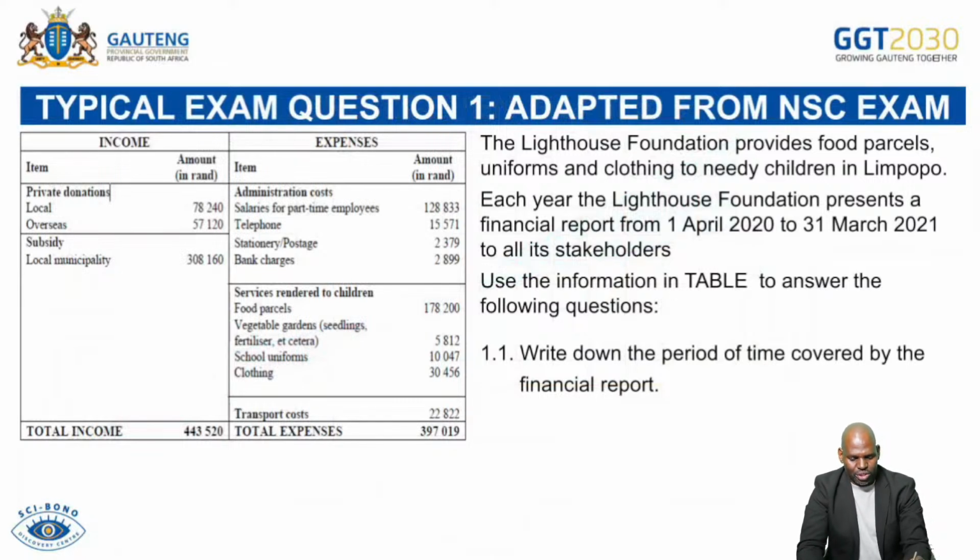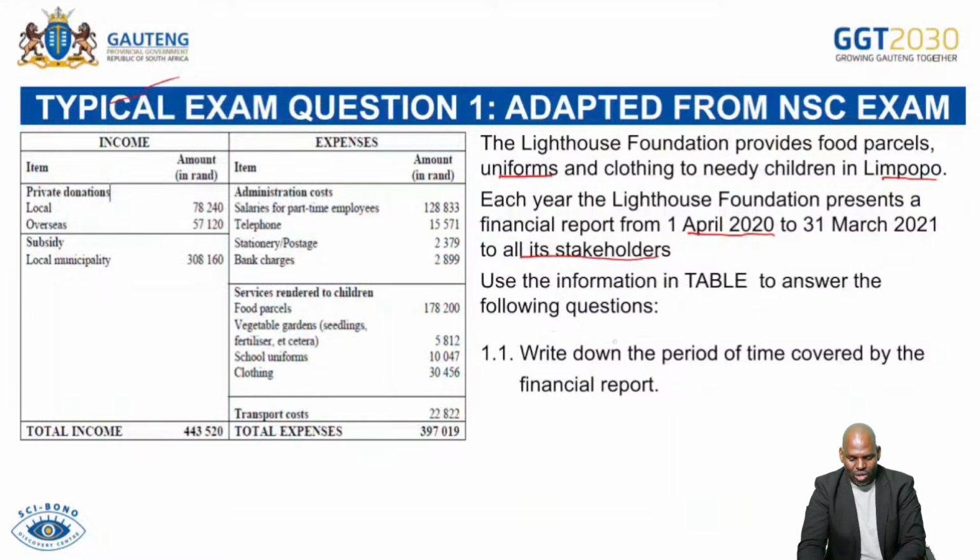Now, with this question, the Lighthouse Foundation provides food parcels, uniforms, and clothing to needy children in Limpopo. Each year, the Lighthouse Foundation presents a financial report from 1st April 2020 to 31st March 2021 to all its stakeholders. Use the information in the table to answer the following questions. So the table is given, so we have to use any information that is given there to answer these questions.